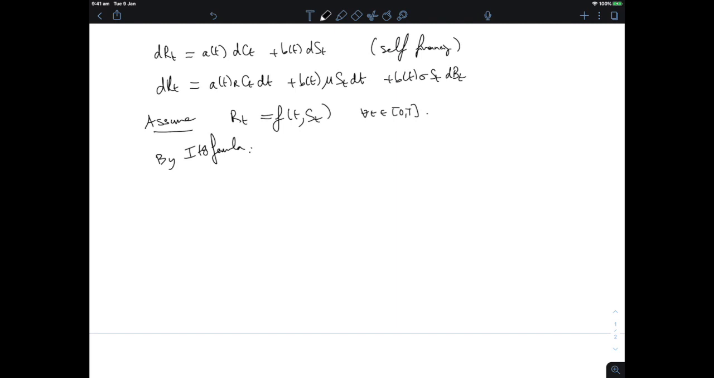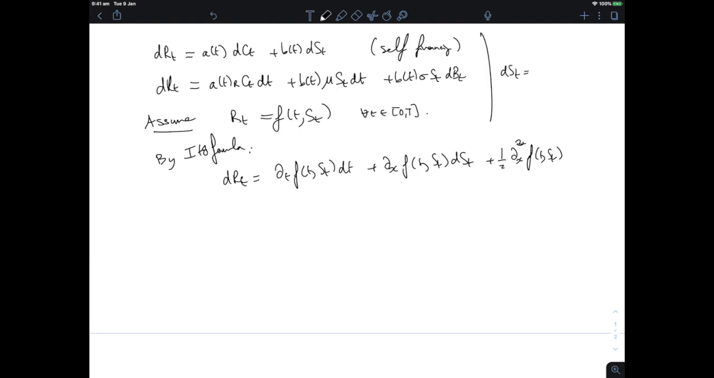And what do we get? We get that dR_t has to be equal to ∂_t f(t,S_t) dt plus ∂_x f(t,S_t) dS_t plus 1/2 ∂_x² f(t,S_t) times what we get from the quadratic variation of the process S_t. And remember that the process S_t satisfies the equation dS_t equals, what is it? μ S_t dt plus σ S_t dB_t.